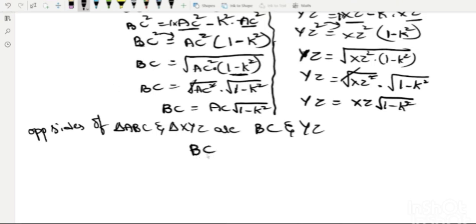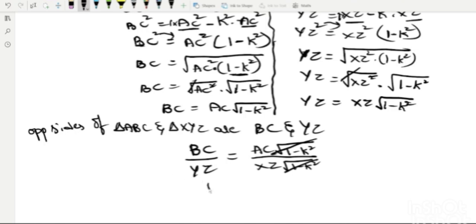So here we write BC upon YZ. You can write it as AC into 1 minus k square, which is the value of BC, divided by the value of YZ, which is XZ into 1 minus k square. So here you can see the common term is 1 minus k square. So this becomes BC upon YZ equals to AC upon XZ.